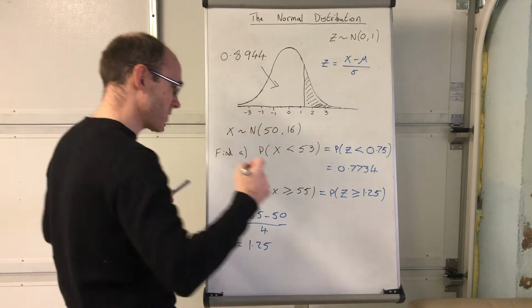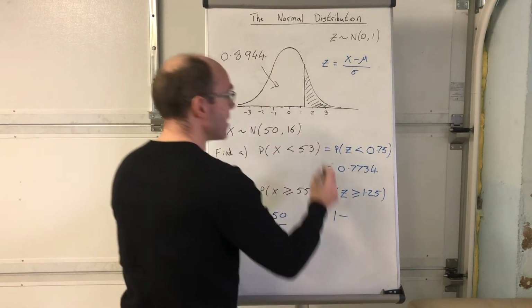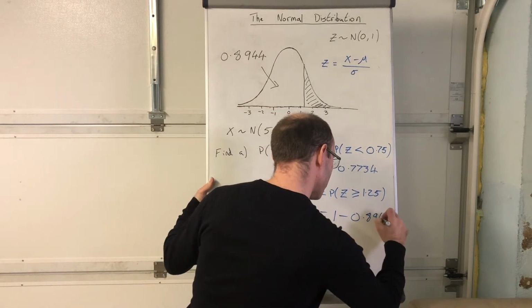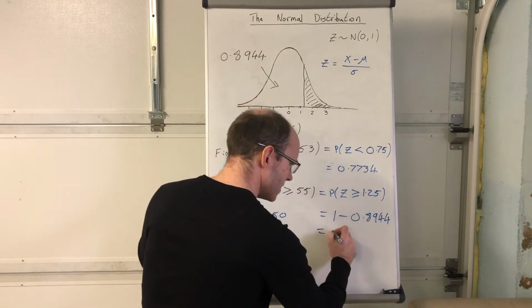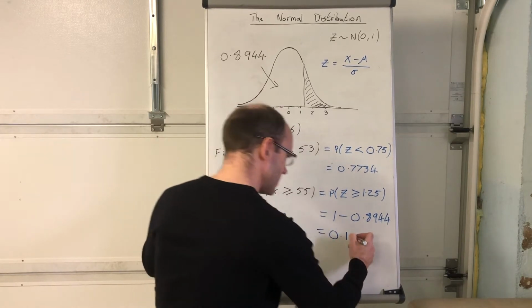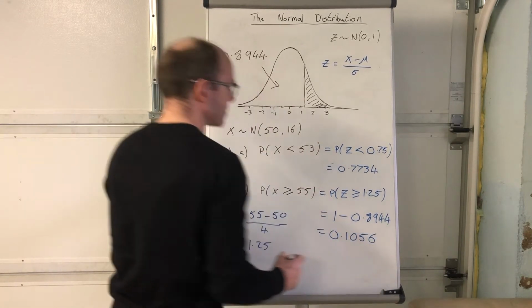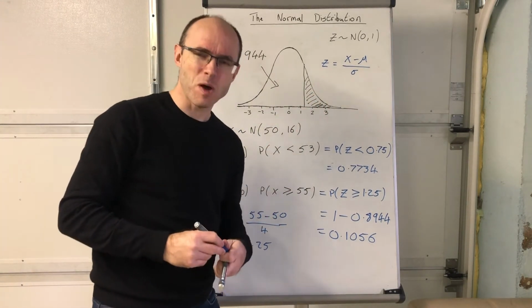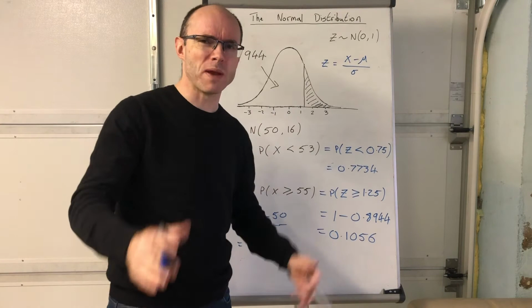So in terms of my working, I need to do 1 subtract that value, 0.8944, and that gives me 0.1056, which again sounds reasonable for that bit there. I'm hoping that made sense to you. If not, just replay it.